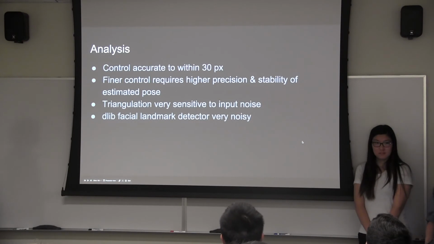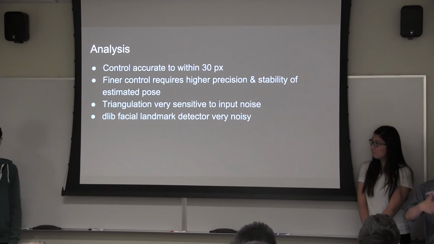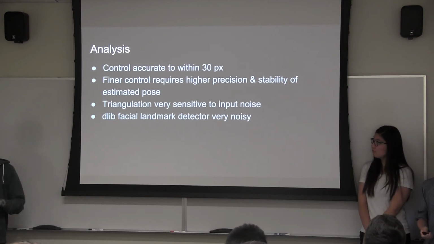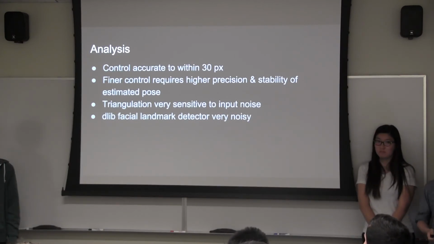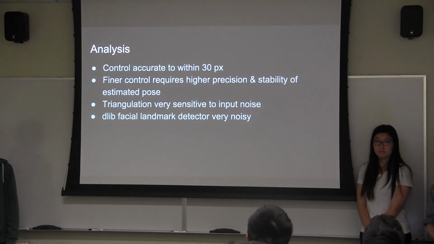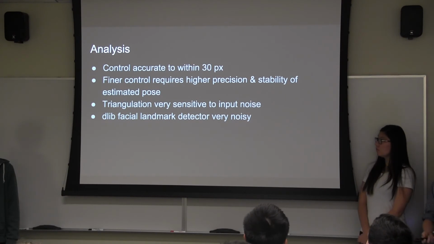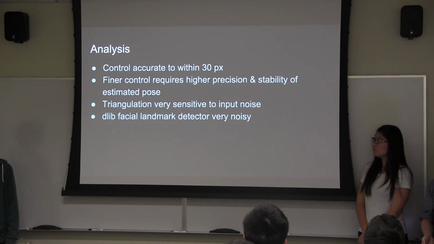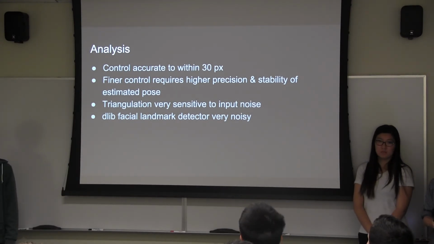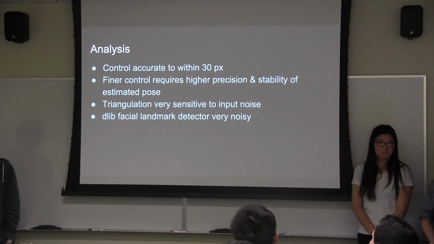What we found on our system as it's working right now is that we got control accuracy within about 30 pixels on this 1080p monitor. But it seemed like getting finer and more stable control within those 30 pixels would require higher precision and stability of the estimated head pose. The limitations that made attaining those precise poses difficult were, one, that triangulation is very sensitive to input noise, and two, that the Dlib facial landmark detector still has quite a bit of noise on the positions of the facial landmarks. We were hitting the upper limit of what we could achieve with our current approach.